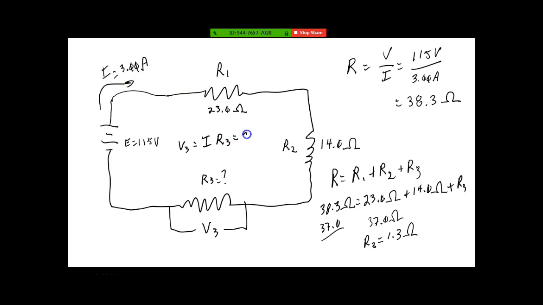Well, your I was 3.00 amps. Multiply that by R3, which we found was a paltry little 1.3 ohms. And what was the voltage drop across that resistor? 3.9 volts. Right? 3 times 1.3 is 3.9, and amps times ohms equal volts. Does that make sense?